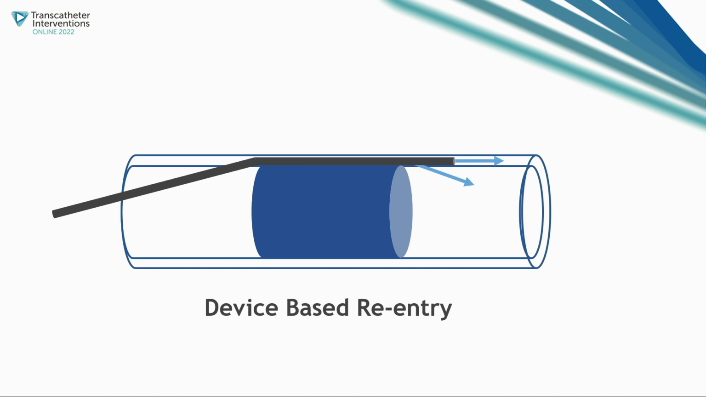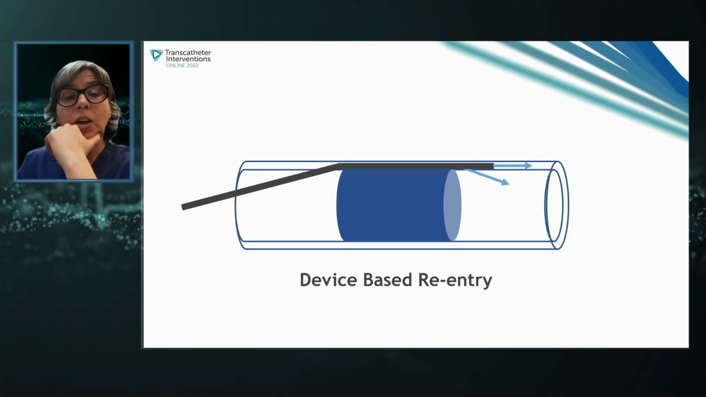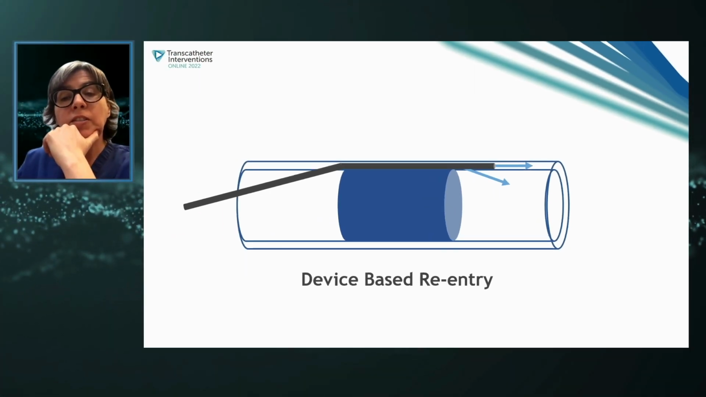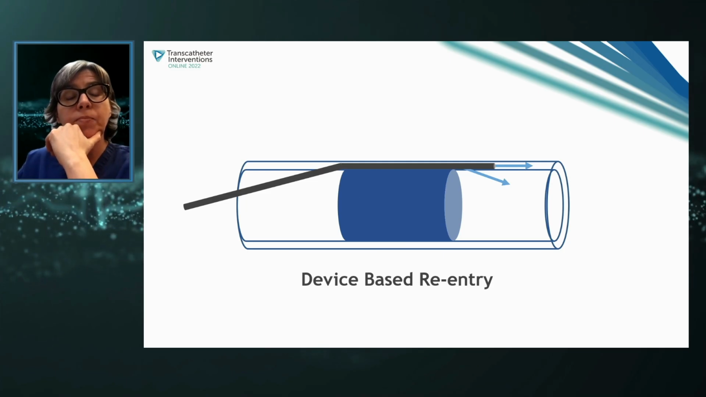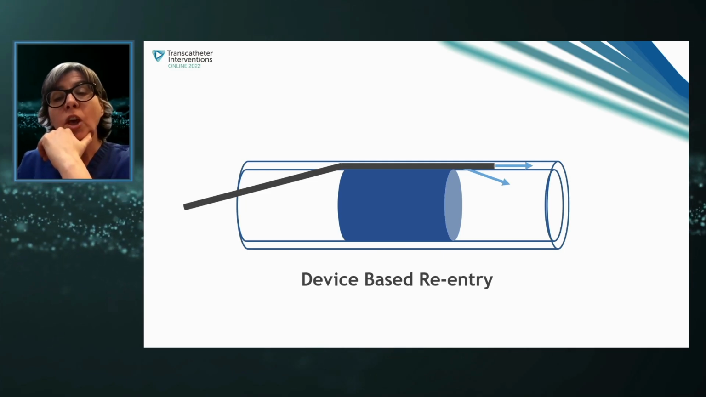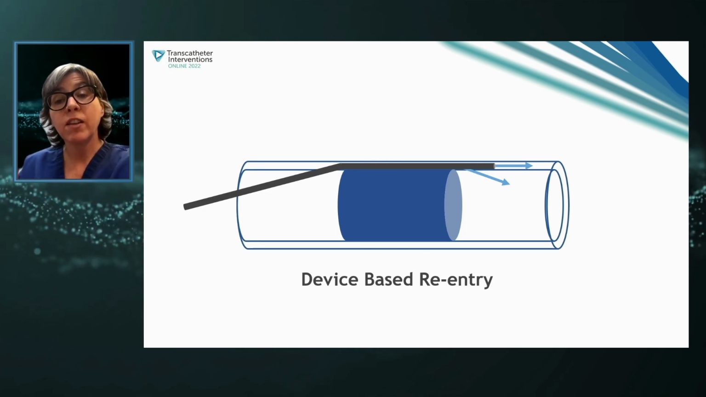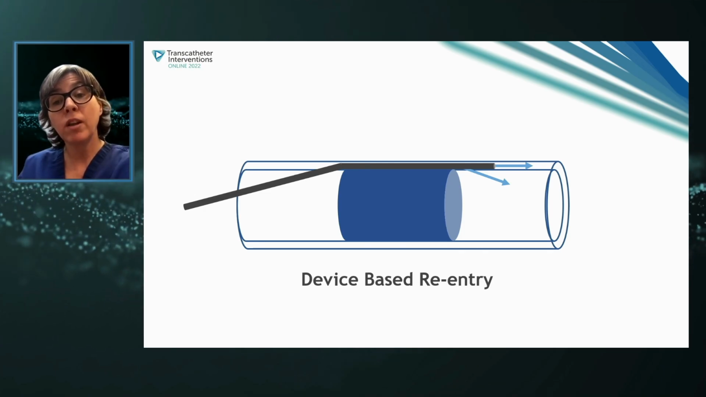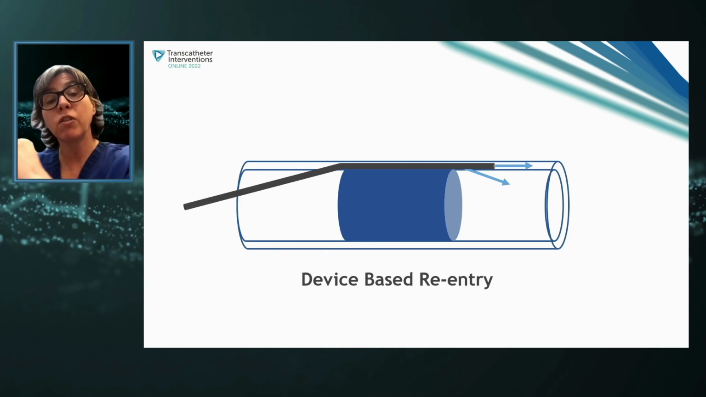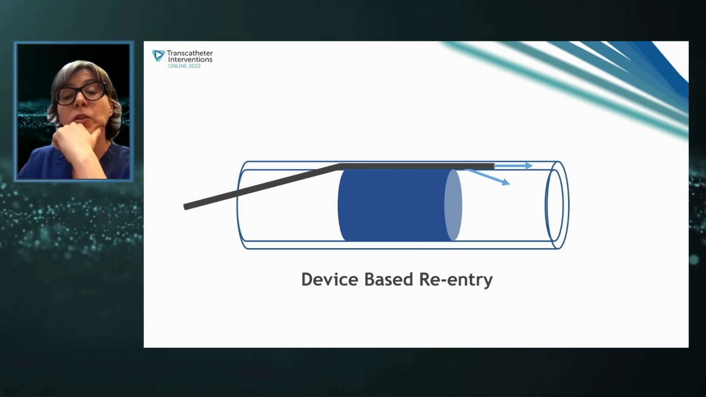In addition to that, one other nice advantage of this device is it has two hubs at the back. And what that allows you to do is connect a syringe to one of the hubs, and you can do negative aspiration on that hub to decompress the hematoma in the subintimal space while you're simultaneously sticking into the lumen.